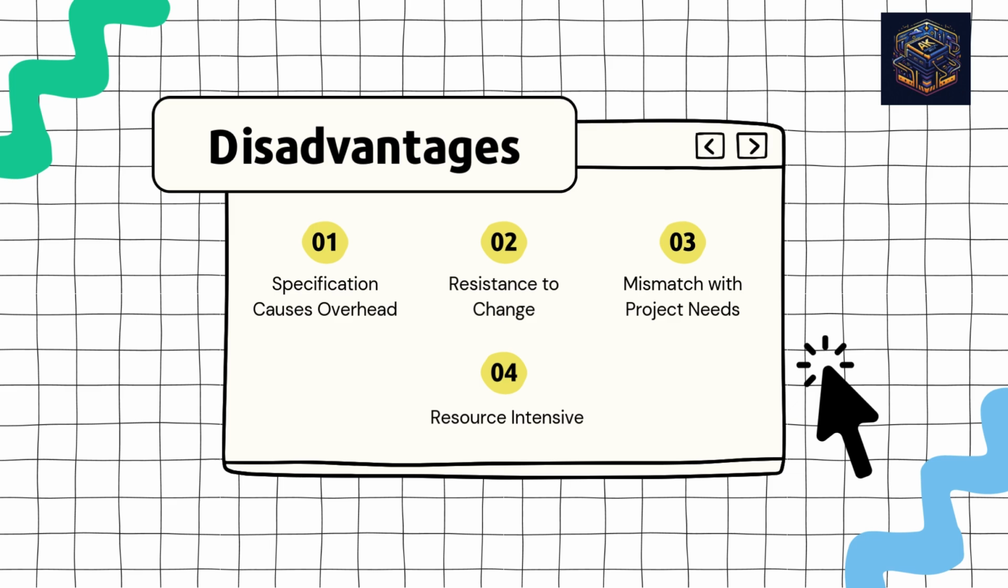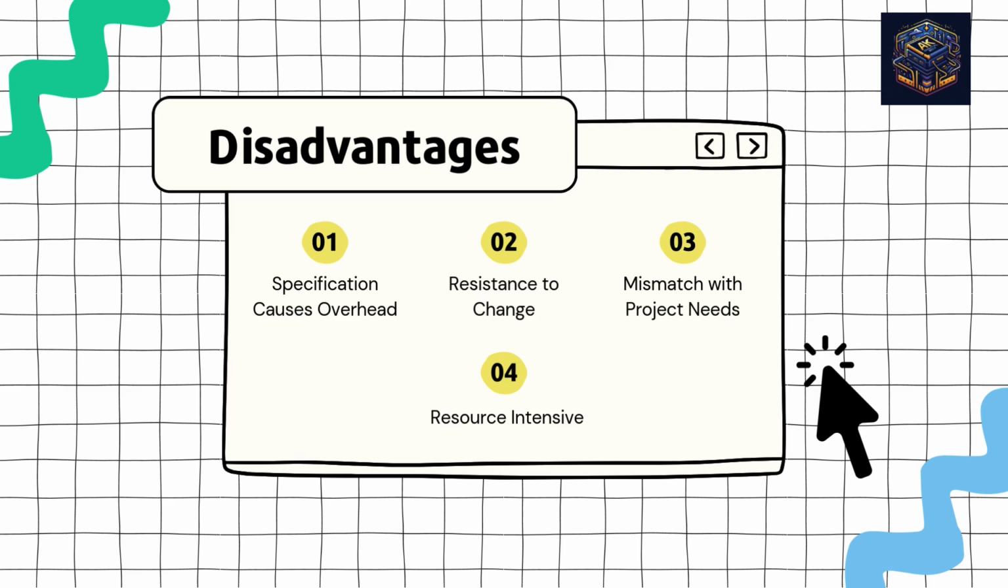Resource-intensive. Finally, process and control specifications can be resource-intensive. They demand significant documentation, which can be both time-consuming and require a lot of effort from the development team. This documentation process can divert attention away from core development tasks and add extra burden to the team.